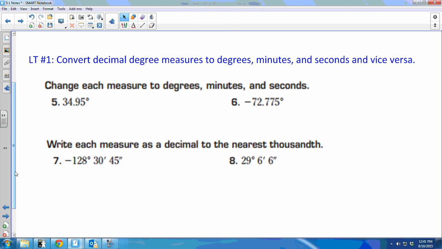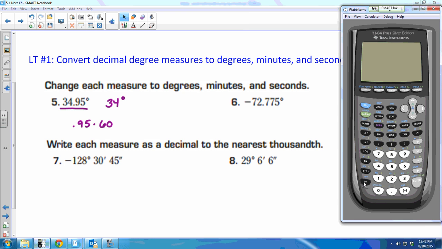So I have 34.95 degrees, and I want that to be in degrees, minutes, and seconds. Well, that means I have 34 degrees. Everything in front of the decimal point is your degrees. That 0.95 could be written as minutes and seconds. So I would take that 0.95 and multiply by 60, since you're showing how many of those parts are minutes. So 0.95 times 60, and you get 57.